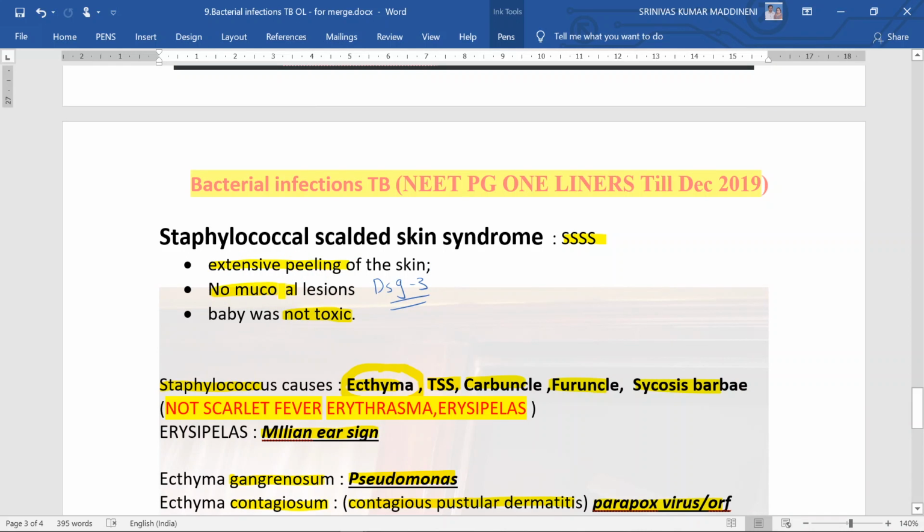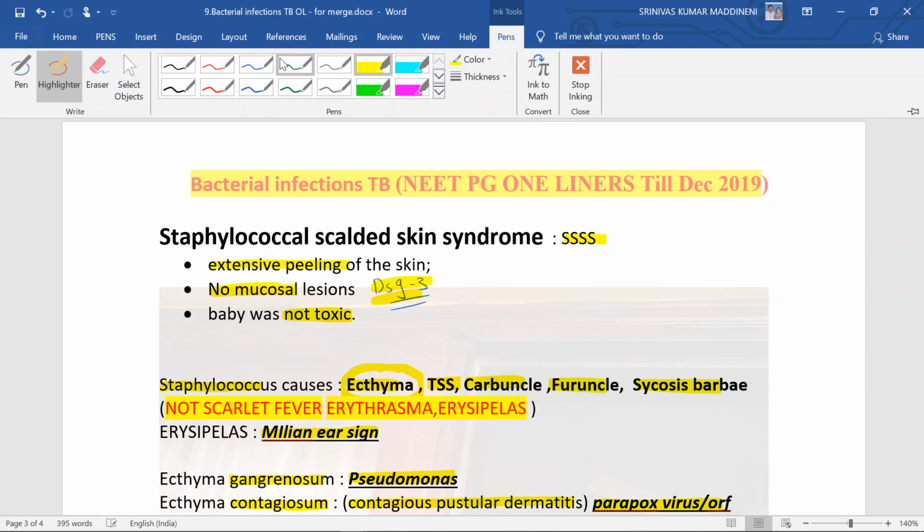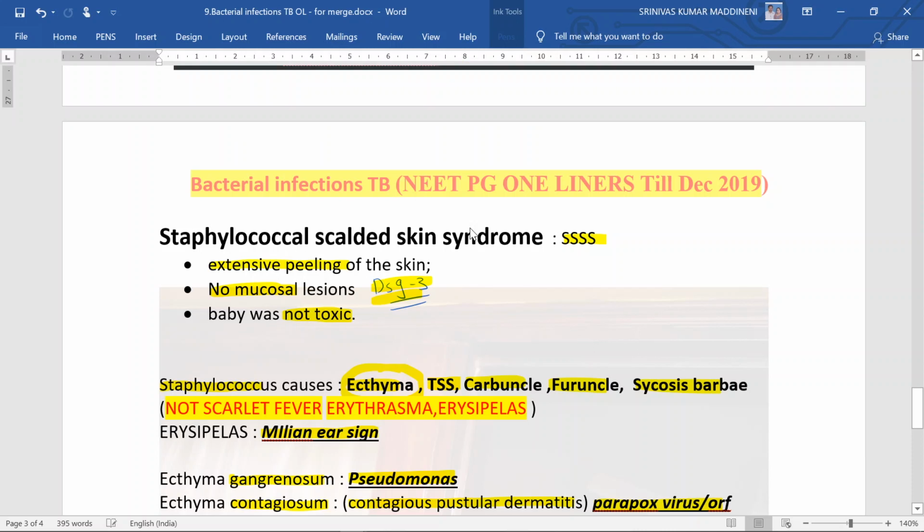There will not be any mucosal lesion because mucosa is mainly made up of desmoglein 3, whereas ET1 is causing destruction of desmoglein 1. The baby is non-toxic, and in this condition we can see Nikolsky sign is positive. Also the lesions will usually be oral. Here Nikolsky sign is positive.